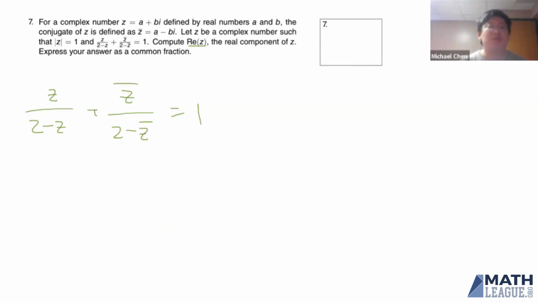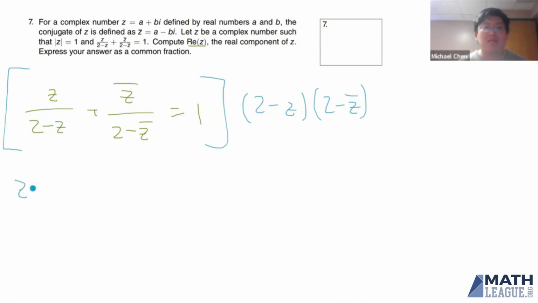So the first thing we notice here is that we have these fractions, and I don't want to deal with that. So I'm going to multiply the entire thing by 2 minus z times 2 minus z bar to just get rid of those fractions. So that gives us z times 2 minus z bar plus z bar times 2 minus z is equal to, on the right side, it's just 2 minus z times 2 minus z bar. So we're going to just multiply that out. So that gives us 4 minus 2z minus 2z bar plus z times z bar.